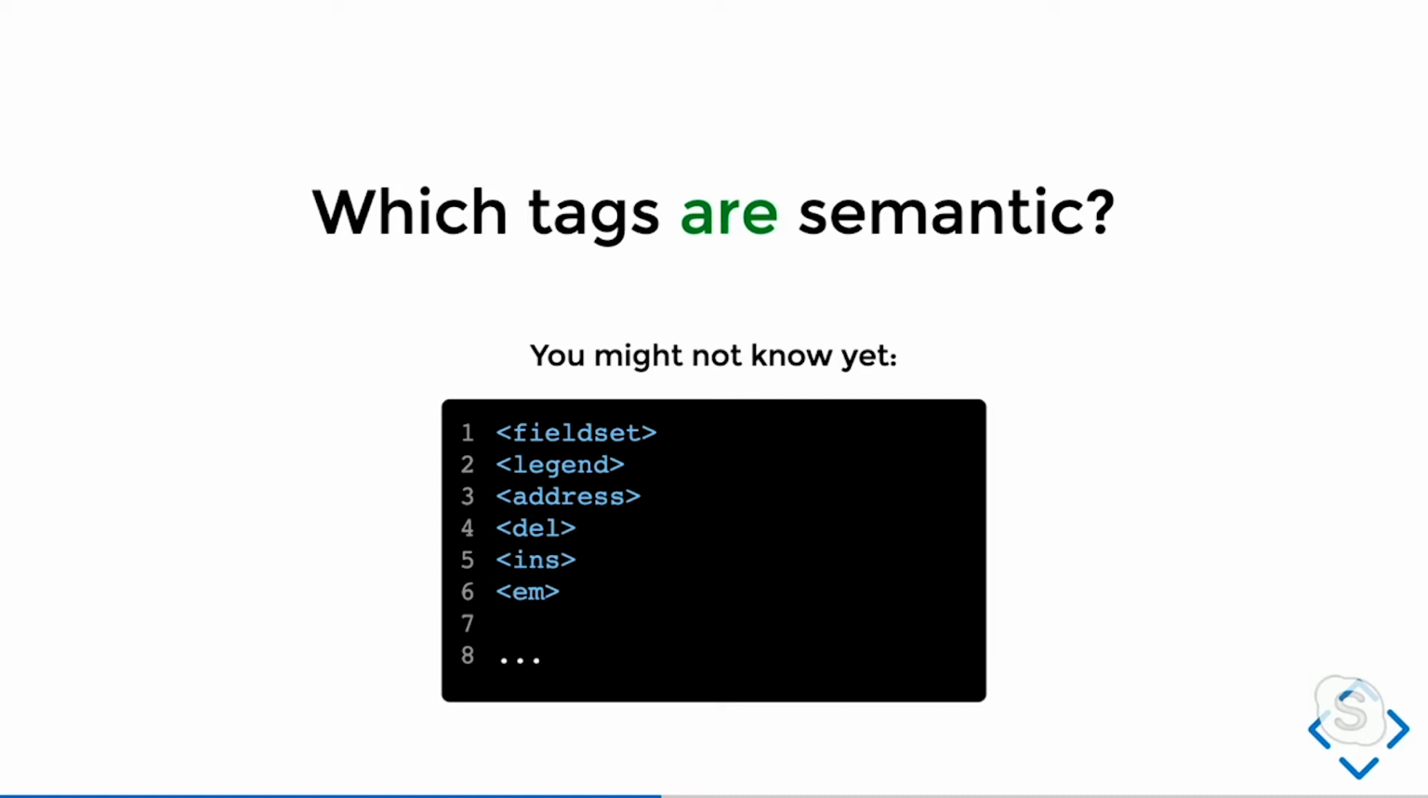Then we have delete and insert, which mark the state. This is good for showing some changes in the content, that some information is being removed or was removed, and something was added to the content. This indicates the change. And then we have the emphasized text.